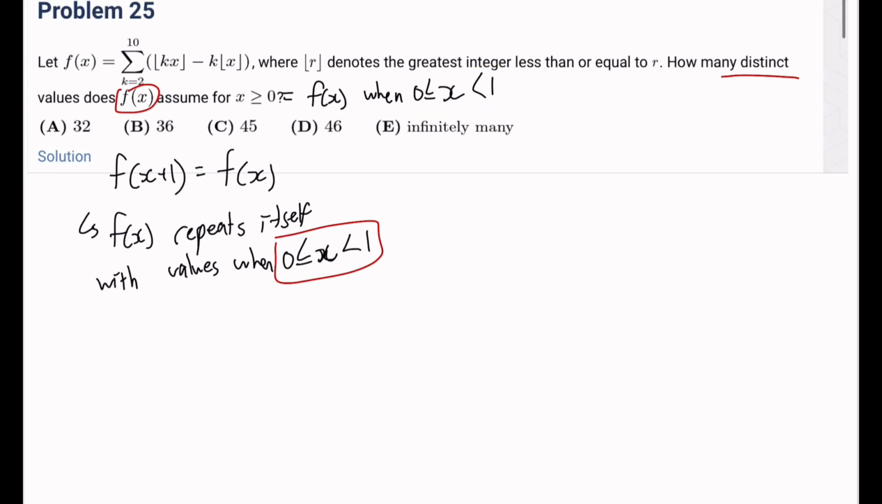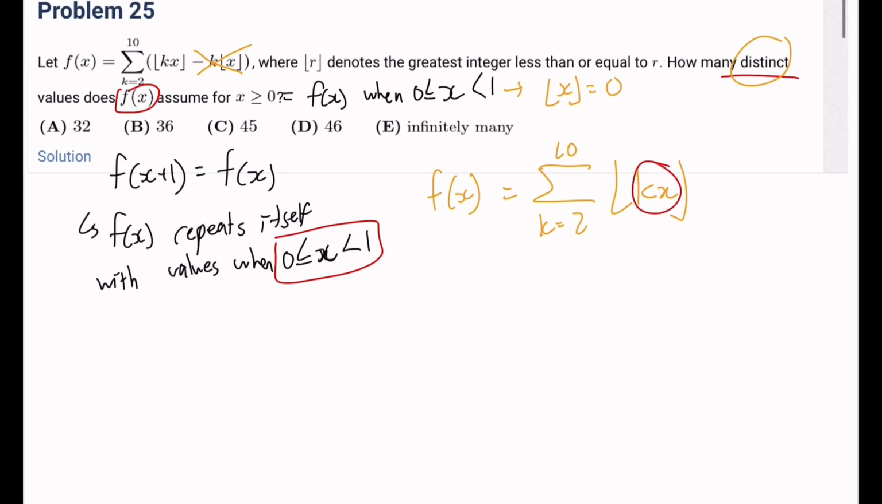One more thing is that if x is greater than or equal to 0 and less than 1, that means the floor of x equals 0, right? And so k floor x is going to be equal to 0. And so our f(x) is the summation k equals 2 to 10 of just the floor of kx, right? And since we want the distinct values for f(x), that means kx must be an integer, right?